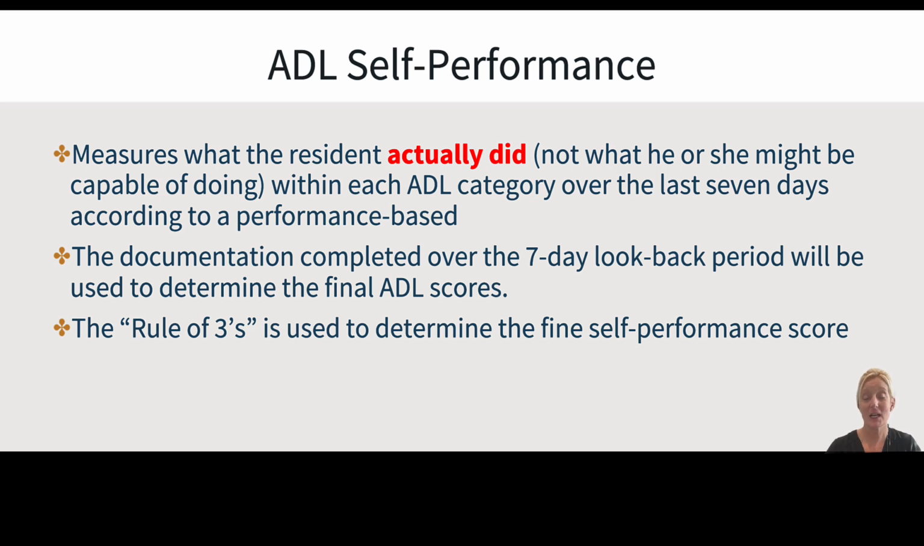If one of the ADLs was coded 3 times, then that is what will be coded on the MDS, using the highest level of performance in accordance with the RAI manual. The only exception to this rule is for coding of dependent. To code dependent on the MDS, you would need to be dependent on every shift.